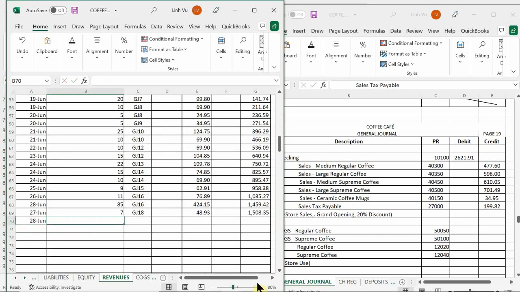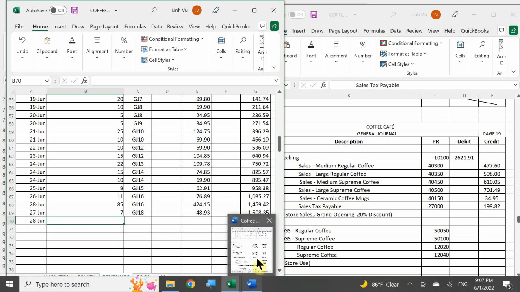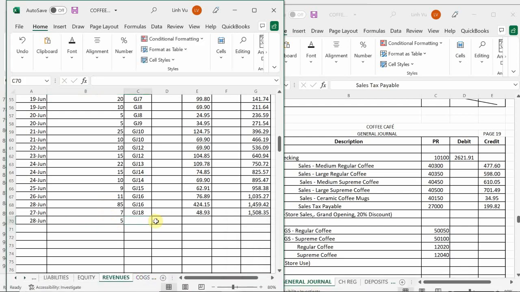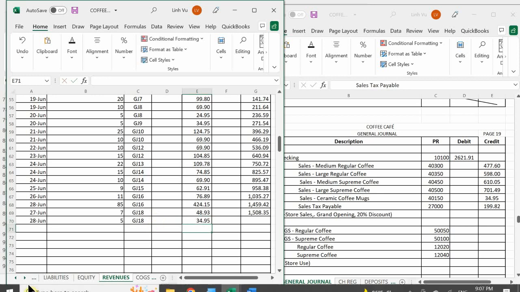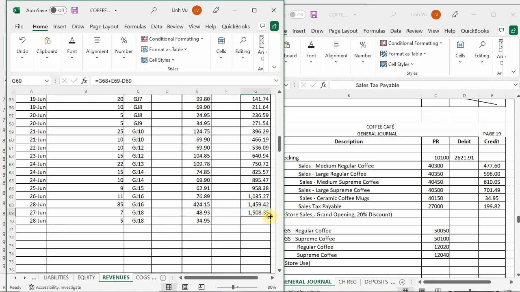We sold a total of 5 cups for a grand total cost of $34.95. So that should bring your account balance to a total of $6,090.10.